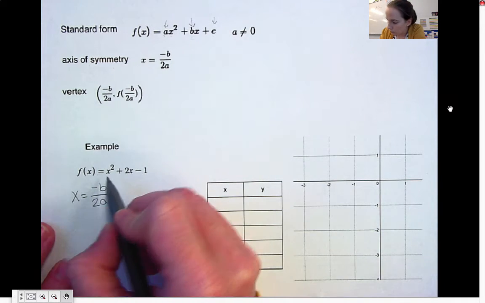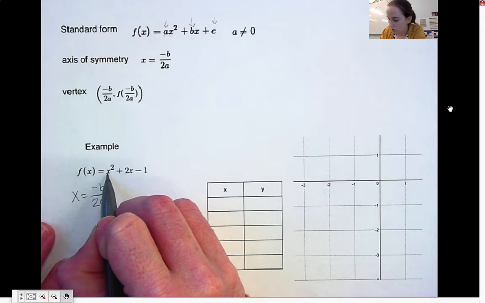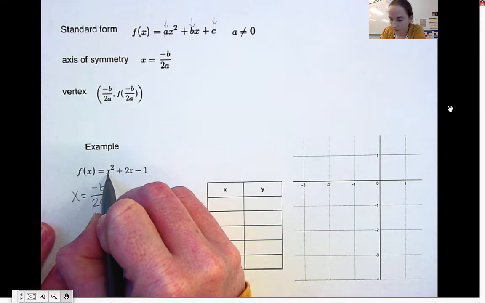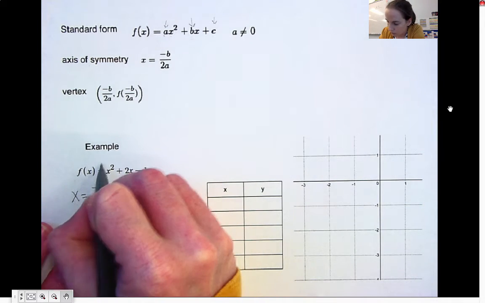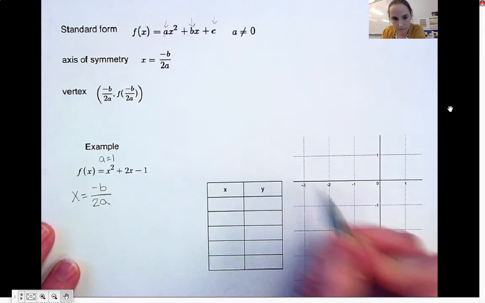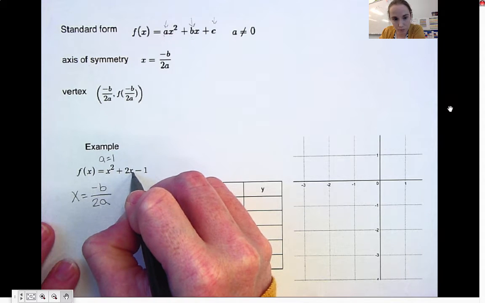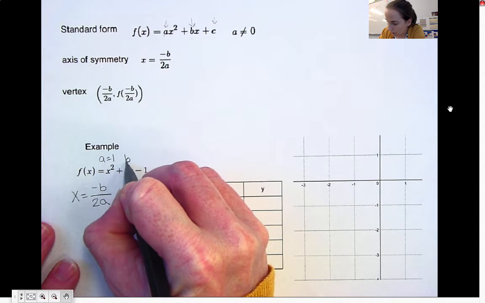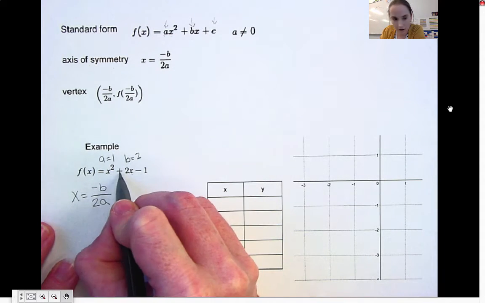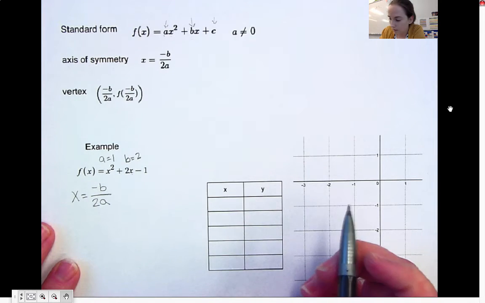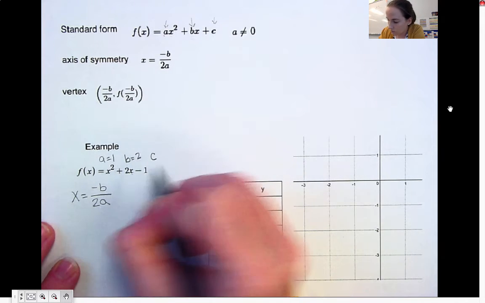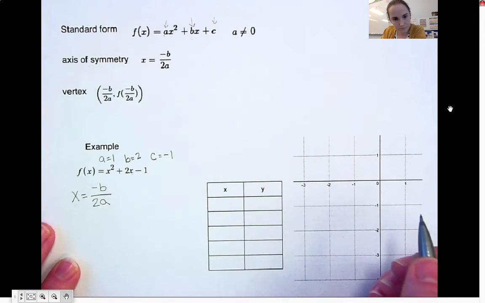Well, let's look at all of the coefficients. In front of this x squared, it's understood to be 1. So the a value is 1. The b is in front of the linear term, the x, so b is 2. And notice the sign is positive, so I can just say 2. The c is the constant term, it is -1.